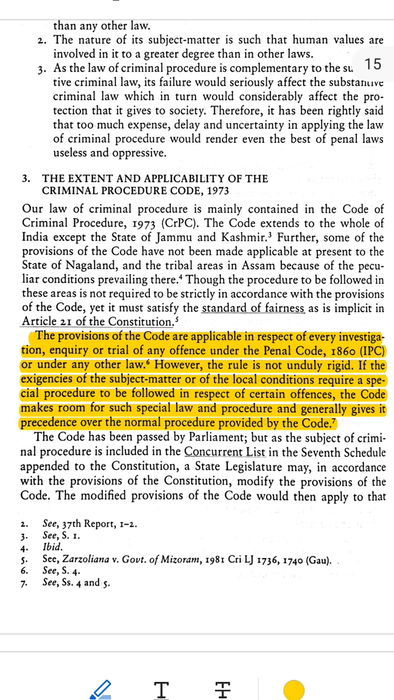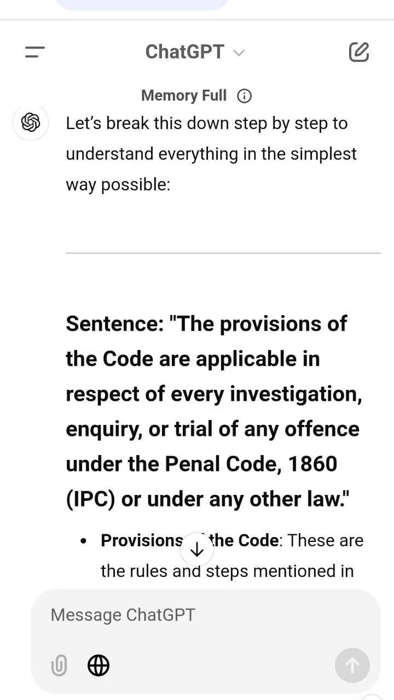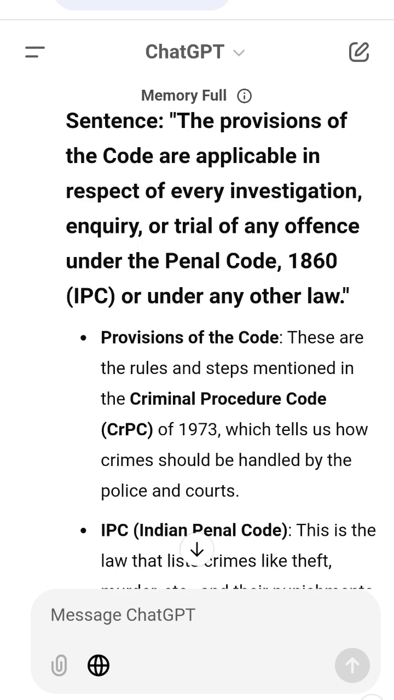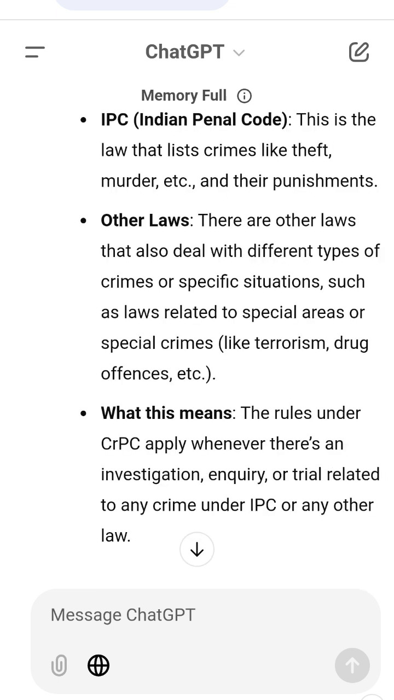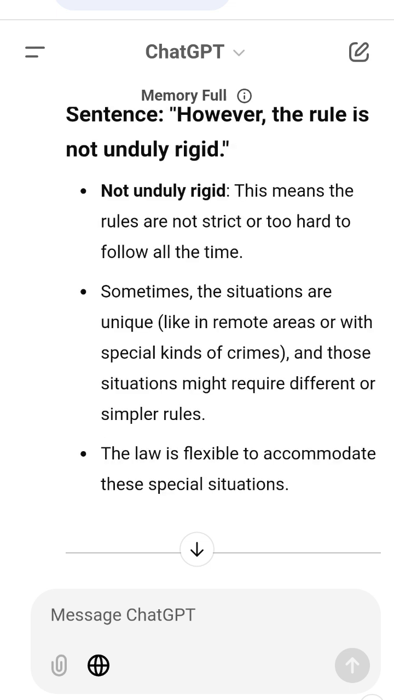Sentence: generally gives it precedence over the normal procedure provided by the code. Gives precedence: This means the special law or special procedure will be more important or take priority in those special situations. Normal procedure: The usual rules in CRPC that apply to most crimes. In special situations, like in certain areas or with certain types of crimes, the law allows a different or simpler set of rules to take over instead of the regular CRPC rules.